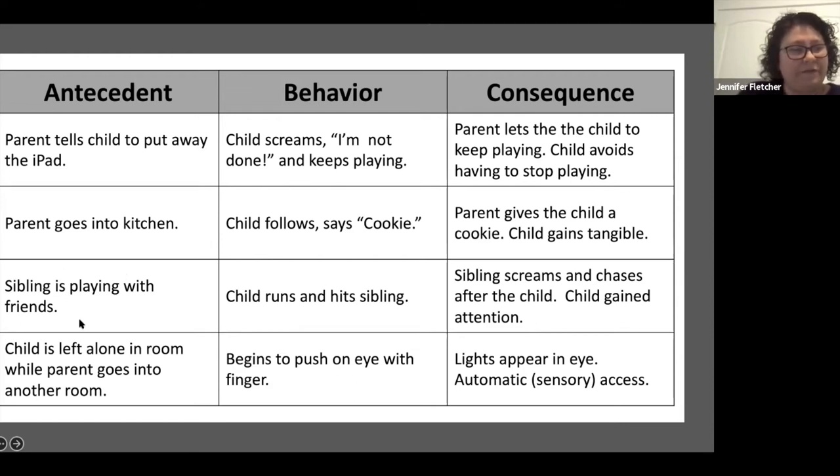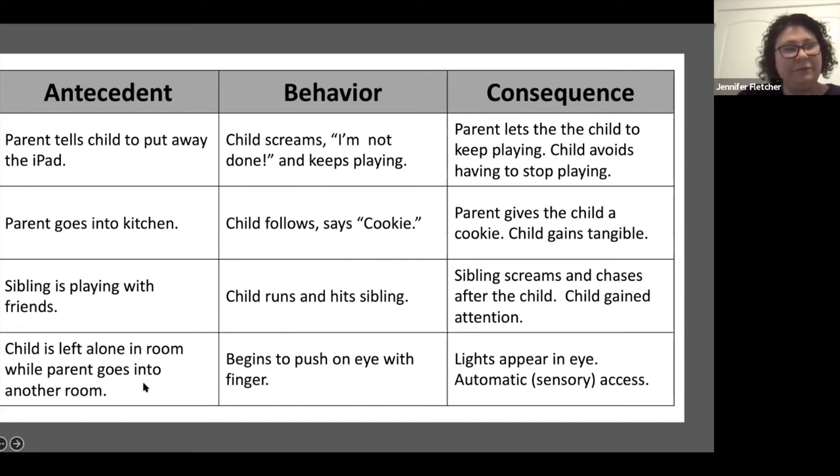Okay, for this behavior, the sibling is playing with friends. The child runs into the bedroom where they're at and hits the sibling. The consequence was that the sibling screams and starts chasing after the child. In this case, even though it was a negative behavior, the child gains attention from their sibling.